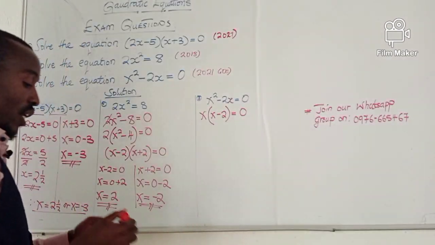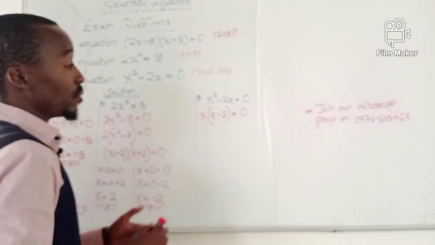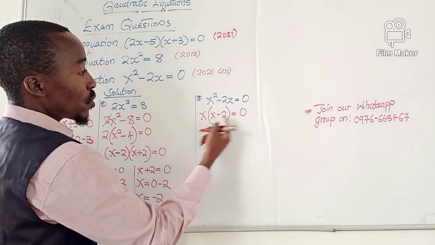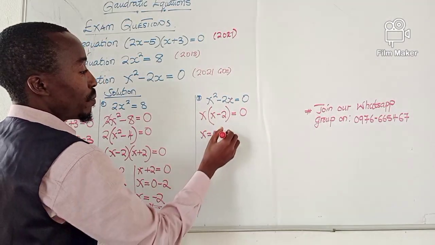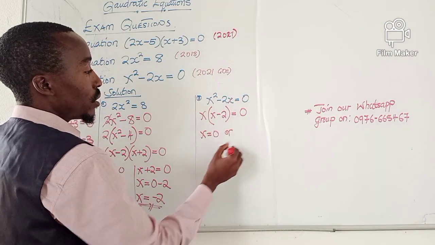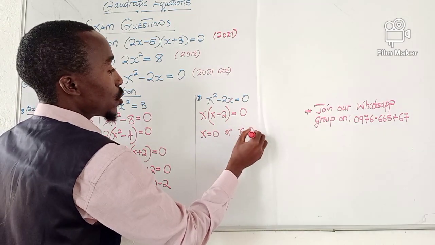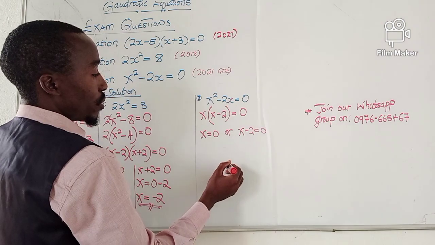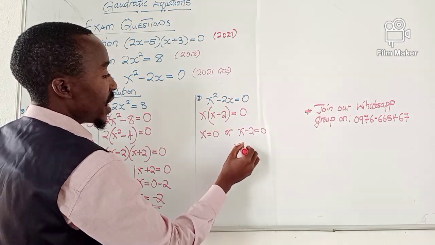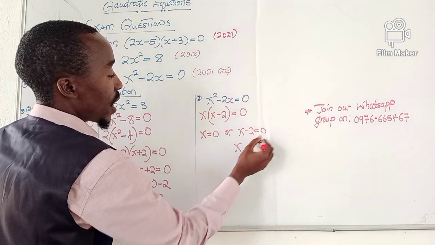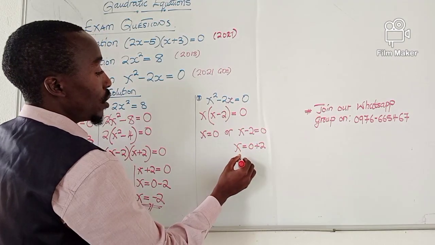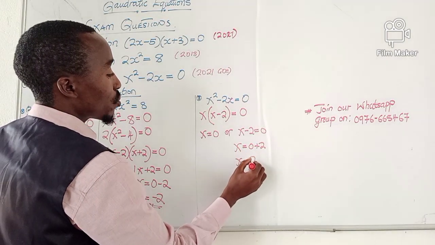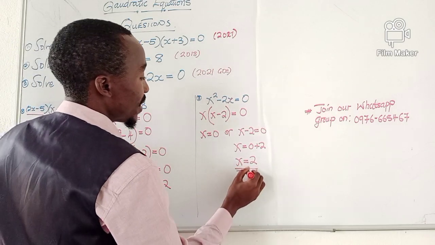When you reach there, this x will be equals to 0. So we're going to say x is equals to 0, or x minus 2 is equals to 0. So therefore, when this 2 crosses to the other side, it will be equals 0 plus 2. Therefore your x will be equals to 2. Just like that.